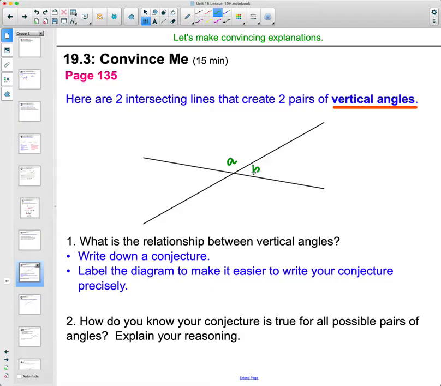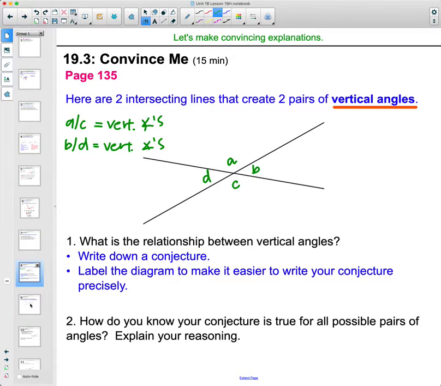Okay, so if I just labeled this, we could go back to doing A. If I labeled this A, this B, this C, and this D, then A and C are considered vertical. Those are vertical angles, and B and D are vertical angles. So the ones directly across from each other. See if you notice a relationship that you think is happening there. And then see if you can explain how you know it's true for all possible pairs of angles. And you could label this picture differently depending on how you're planning to prove this.